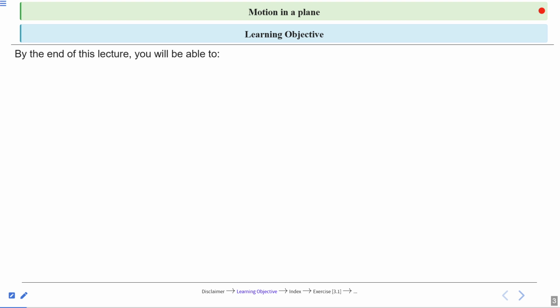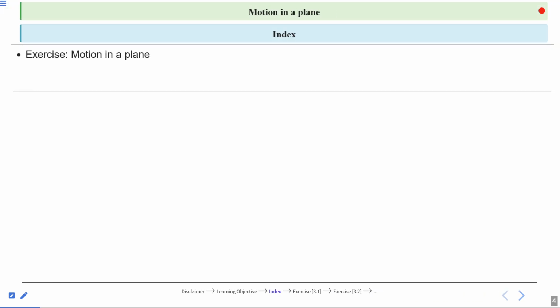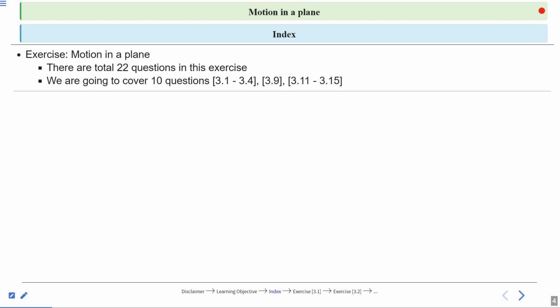Learning objective: by the end of this lecture, you will be able to solve exercise questions on the motion in a plane by applying concepts of maximum range, maximum height, time of flight and uniform circular motion using proper reasoning and calculations. Index: exercise motion in a plane. There are 22 questions in this exercise. We are going to cover 10 questions: 3.12, 3.4, 3.9, 3.11 to 3.15.